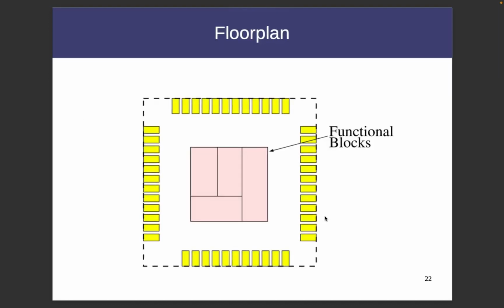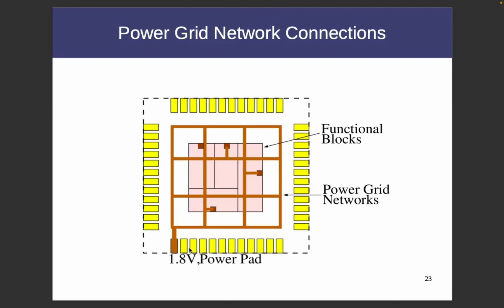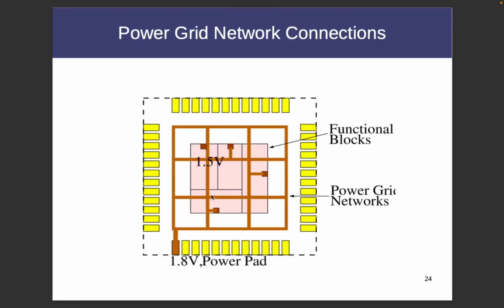Suppose this is a floor plan of a chip. These are the functional blocks, and the yellow are the different pins of the chip. Suppose we have power pads around, power pins like a 1.8 volt power pin, and we are creating a metal grid, or power grid, to transfer the power from the power pad to these functional blocks. During the power transfer, since these metal lines have some resistance, some voltage drop occurs, and these functional blocks do not get what is intended for them.